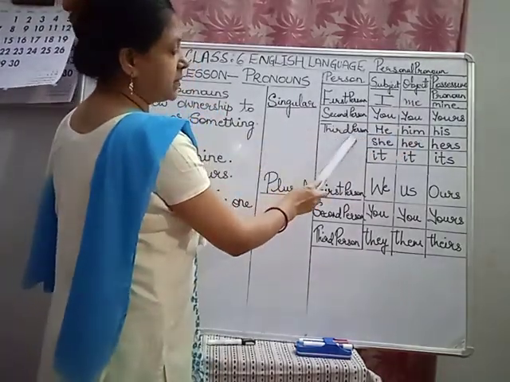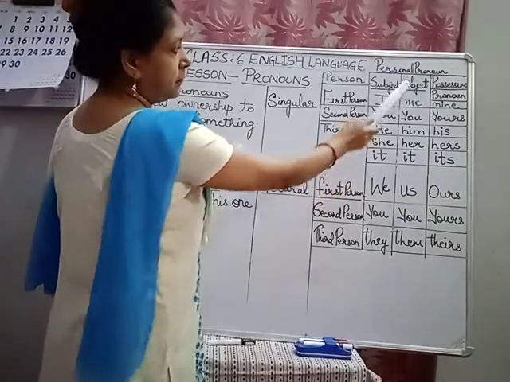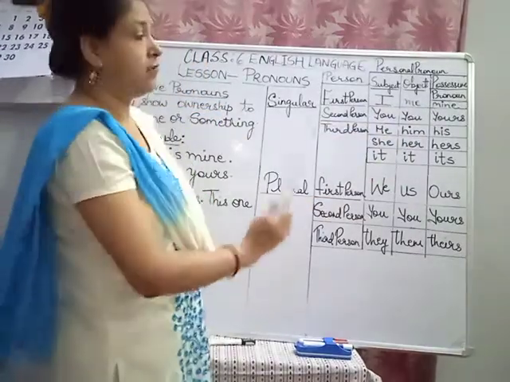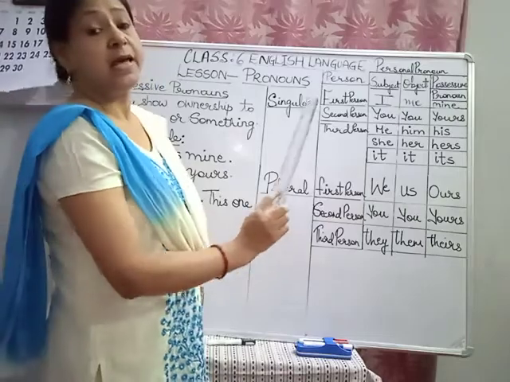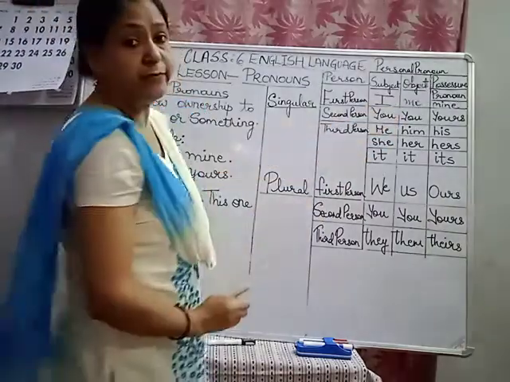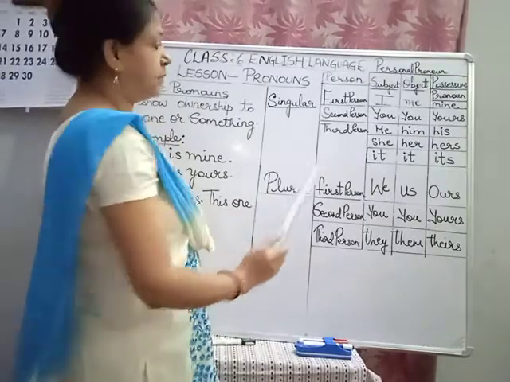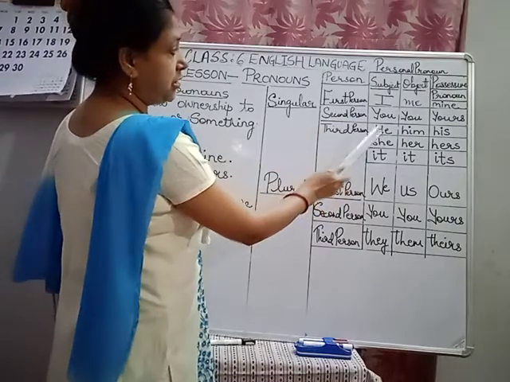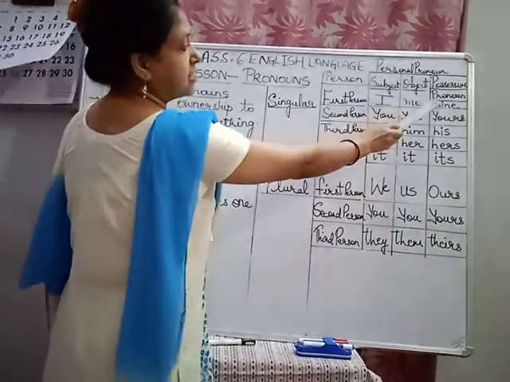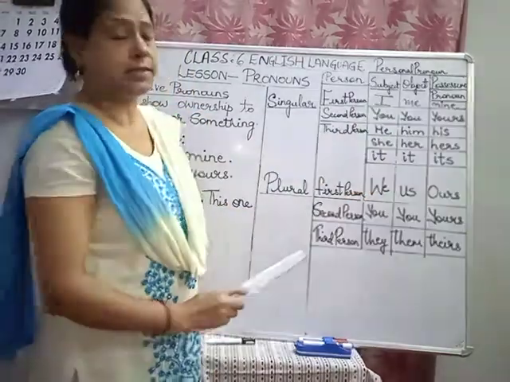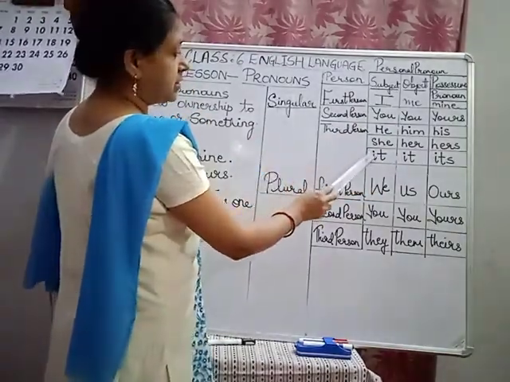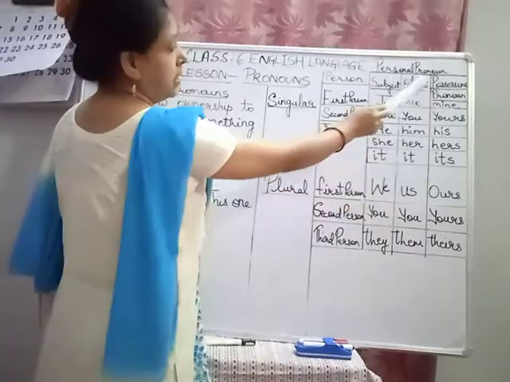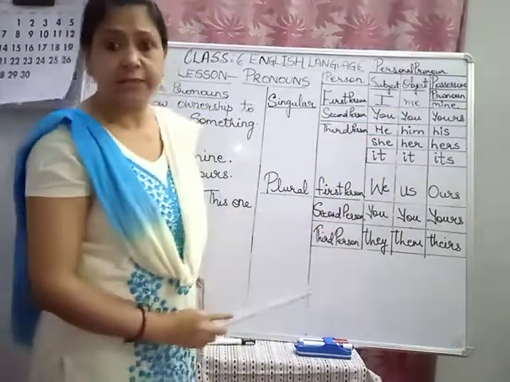Singular in the third person: subject he, object him, and in the possessive it is his. Why do we use his? Because it is his. We use it in the possessive pronoun for the third person. Third person, she: in the singular, we use subject she, object her, and in the possessive pronoun it is hers. Singular for the third person, the subject is it and the object is it. In the possessive pronoun, it is its.